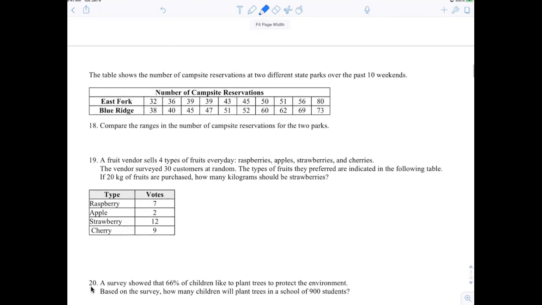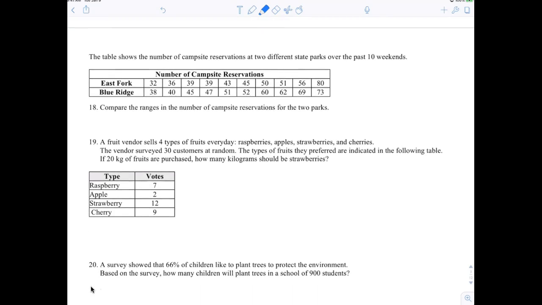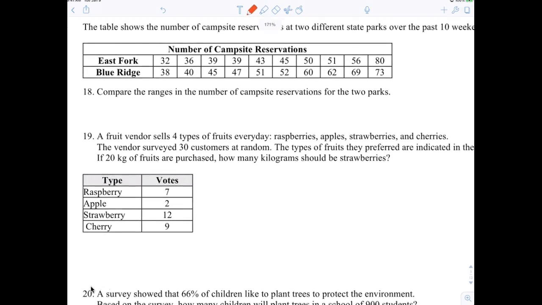All right? Now let's look at 18. Compare the ranges. So here's what I want you to write. Range for what? East Fork. Somebody tell me what's the highest and the lowest. Wow, that's nice because they put them in order, right? So 80 minus 32, what's that? 48. And what's the range of Blue Ridge? I'm listening. Which is equal to 35. You agree with that? I'm pretty happy with that. That's not hard, right? That's all you have to do. Thought that was kind of easy, right?